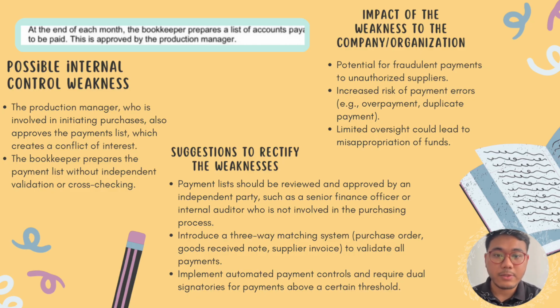Suggestion to rectify the weakness: the payment list should be reviewed and approved by an independent party such as a senior finance officer or internal auditor who is not involved in the purchasing process. Introduce a three-way matching system, such as purchase order, goods received note and supplier invoice, to validate all payments. And lastly, implement automated payment controls and require dual signatures for payments above a certain threshold.